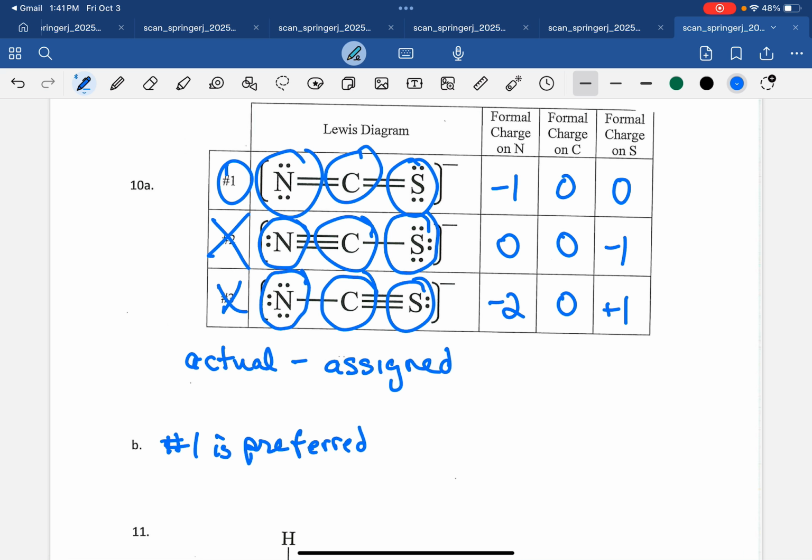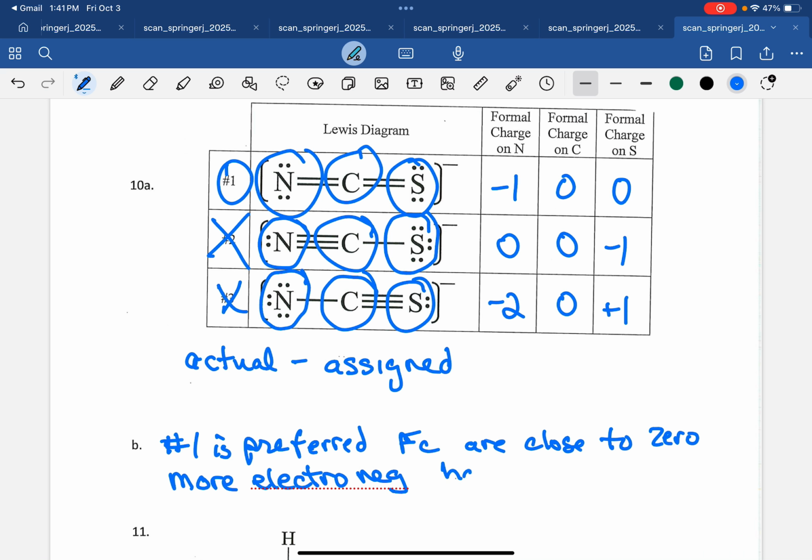Why? Because the formal charges are close to 0. And the more electronegative has the negative charge.